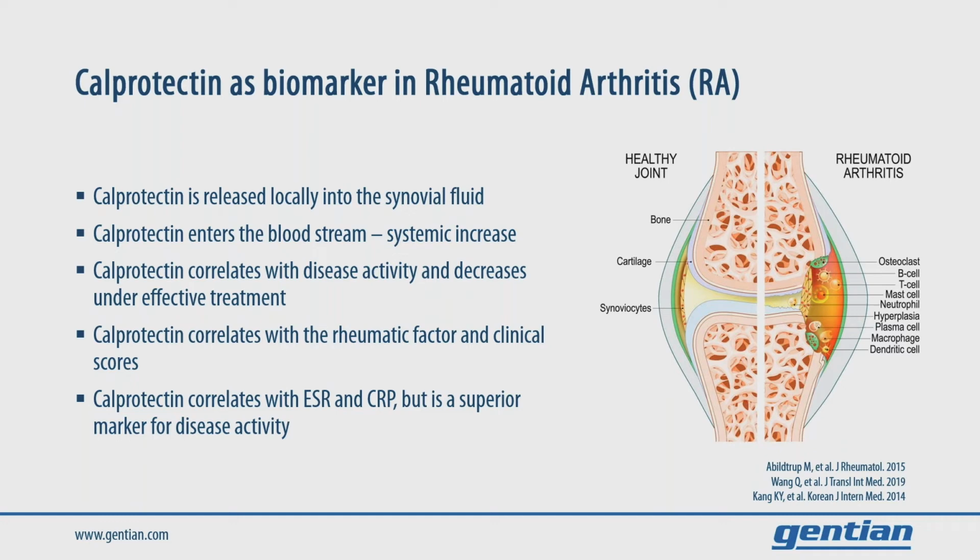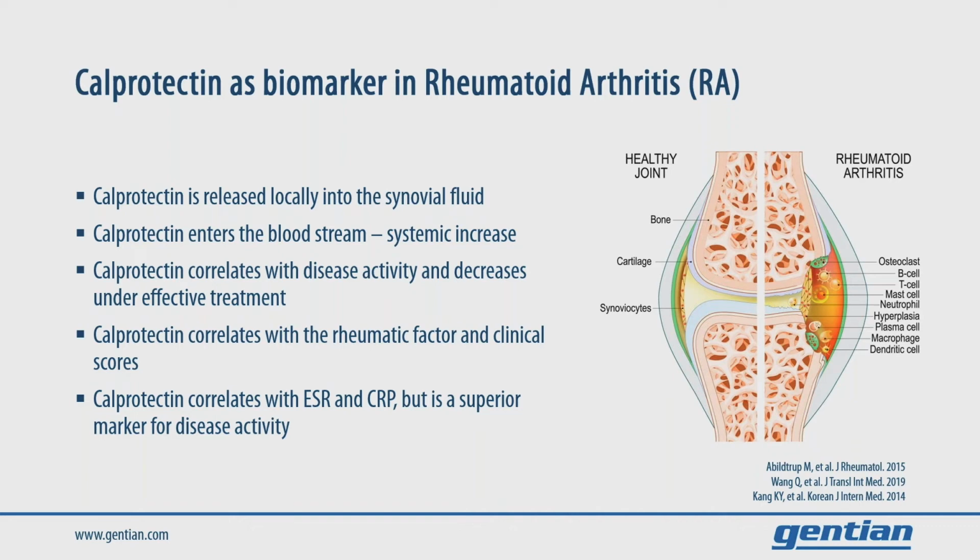And since its low molecular weight allows calprotectin to enter the systemic circulation, it can be measured in the blood, where it directly reflects the inflammation in the synovial. Importantly, calprotectin correlates with disease activity as well as a decrease of inflammation under effective treatment, and calprotectin correlates with the rheumatoid factor and many RA clinical scores.